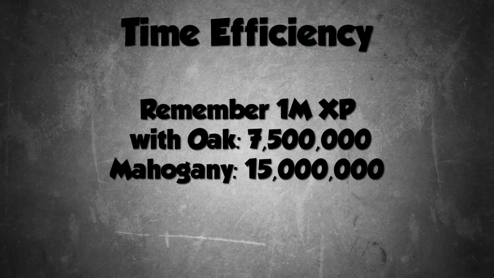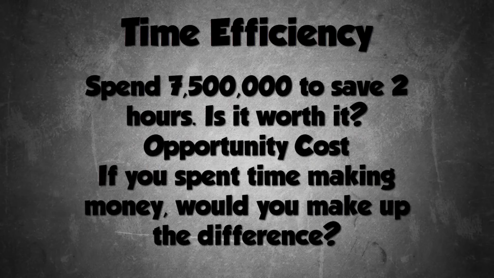This is where you start being able to do your opportunity costs. So just looking at the raw numbers, you're spending an extra 7.5 million GP to save 2 hours. But the question is now was it worth it? Again, if you remember, opportunity costs, the value of the time that you're saving is how you need to figure out if it's worth it to you or not.